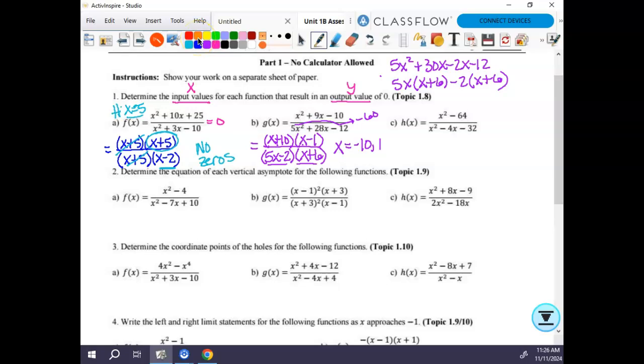All right, on C, when I factor, the numerator is a difference of squares, so this is x plus 8 times x minus 8. The denominator is going to be x minus 8 times x plus 4. So these cancel out. That means I have a hole at x equals 8. This is left. That would be negative 8. So my 0 is x equals negative 8.